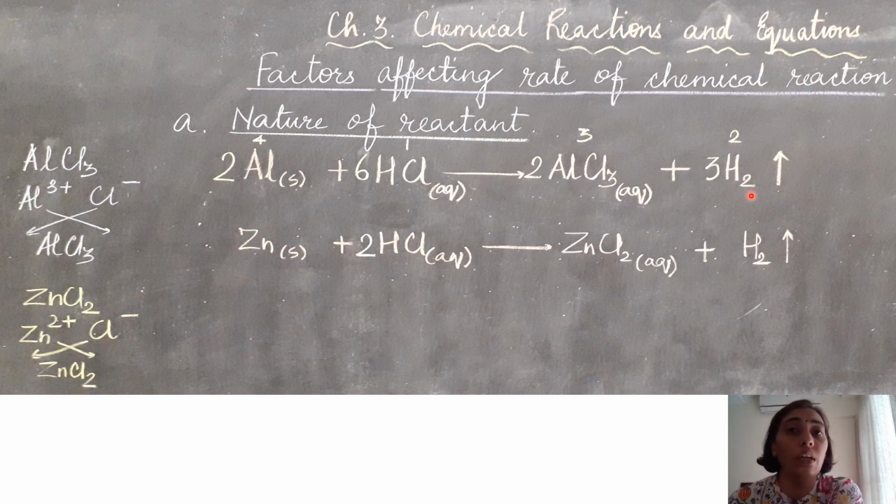So if you bring in contact those reactants which are having greater affinity for one another, the rate of reaction can be increased. So this is the first factor. Let us now see the next factor.